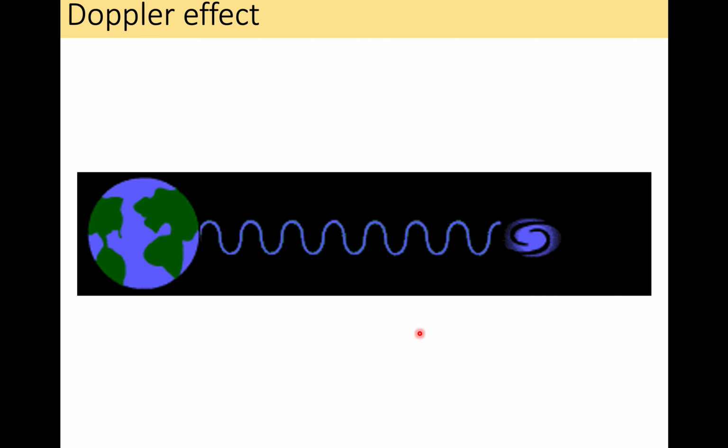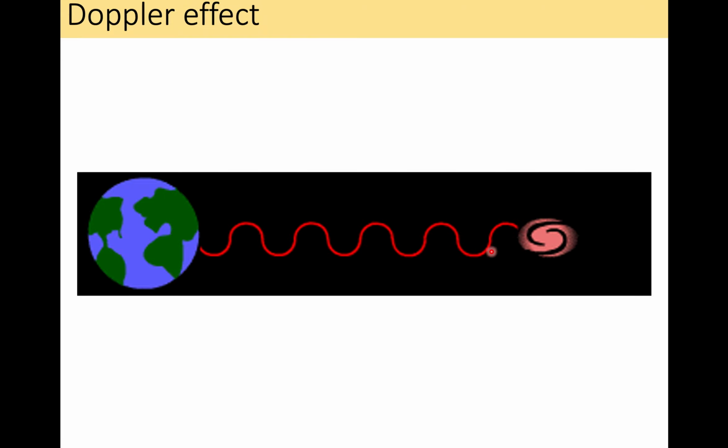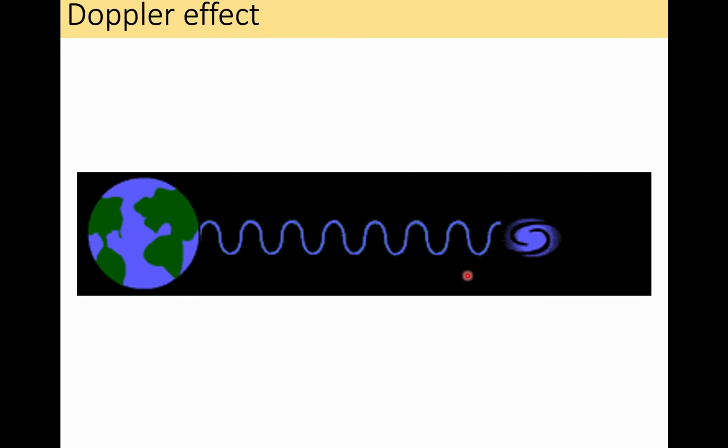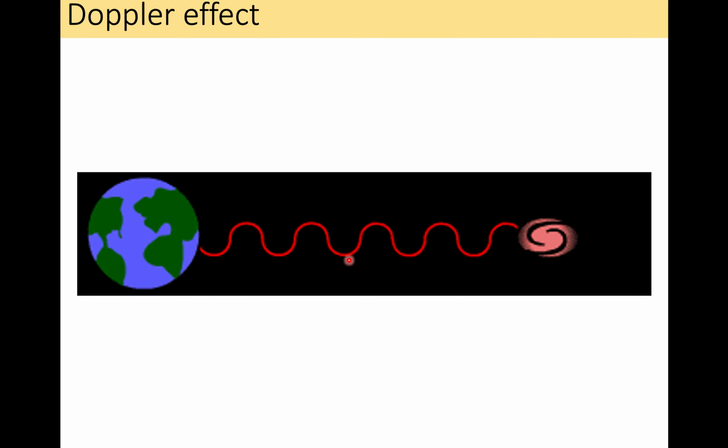So here's the diagram, for example. As this object is moving away from Earth, it's red shifted. As it's moving closer to Earth, it is blue shifted.